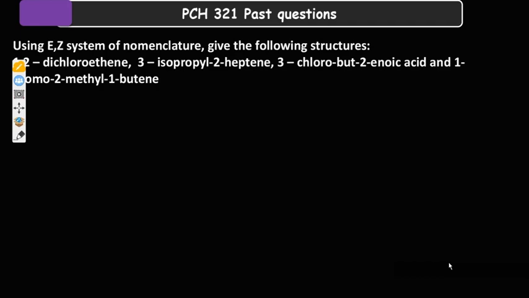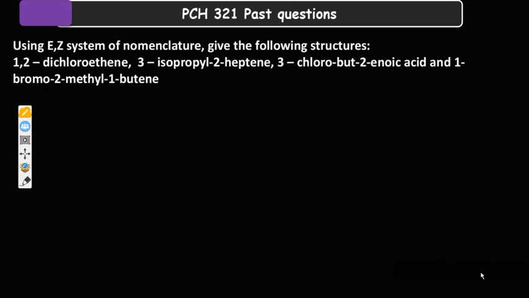All right. We have the question that says, using the E/Z system of nomenclature, give the structures: 1,2-dichloroethene, 3-isopropyl-2-heptene, 3-chlorobutanoic acid, and 1-bromo-2-methyl-1-butene.